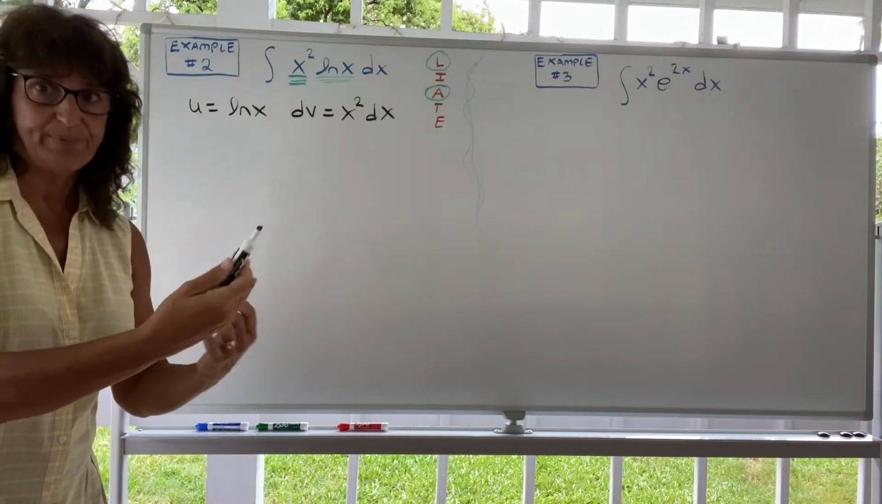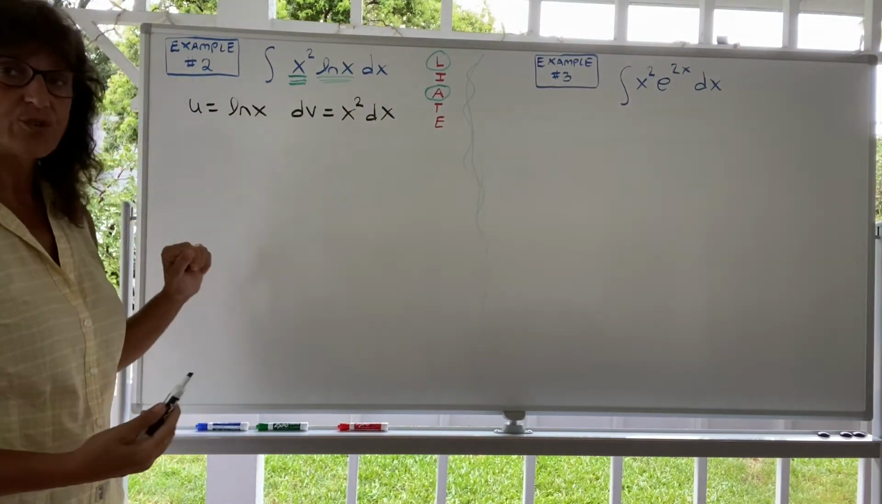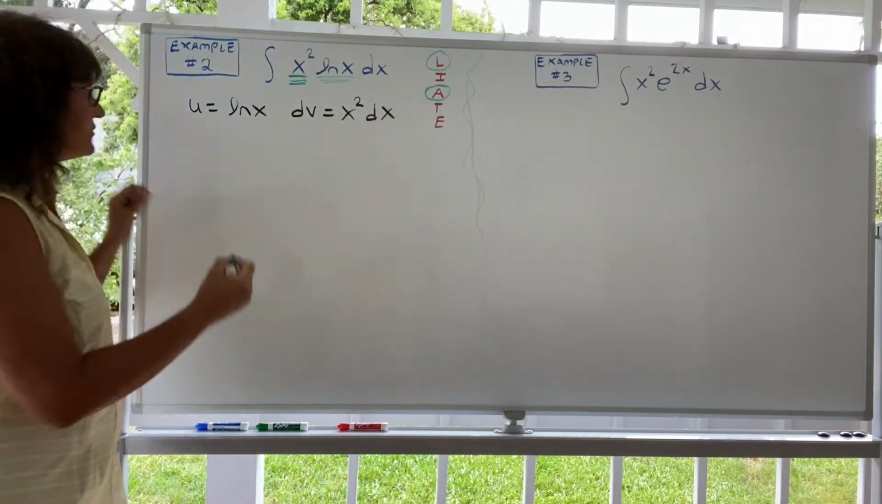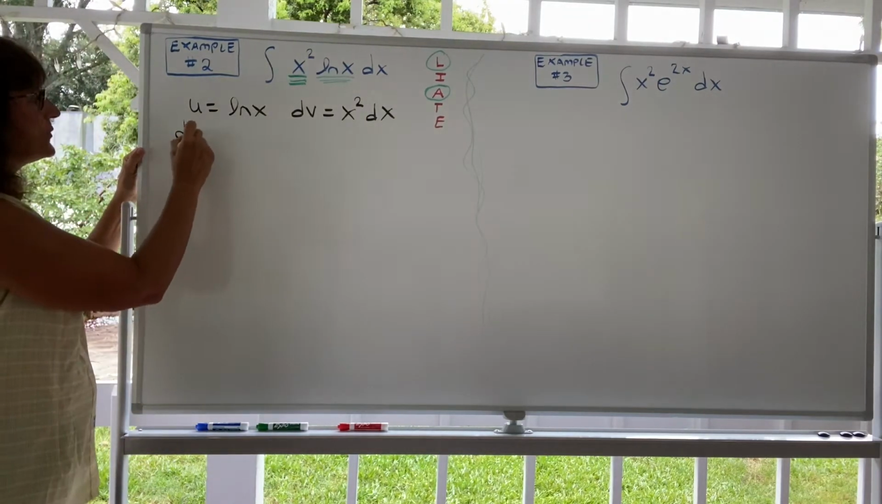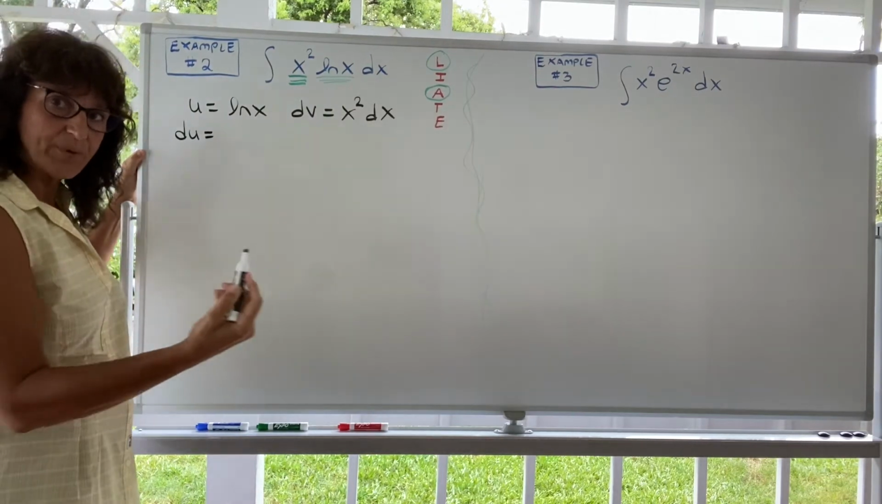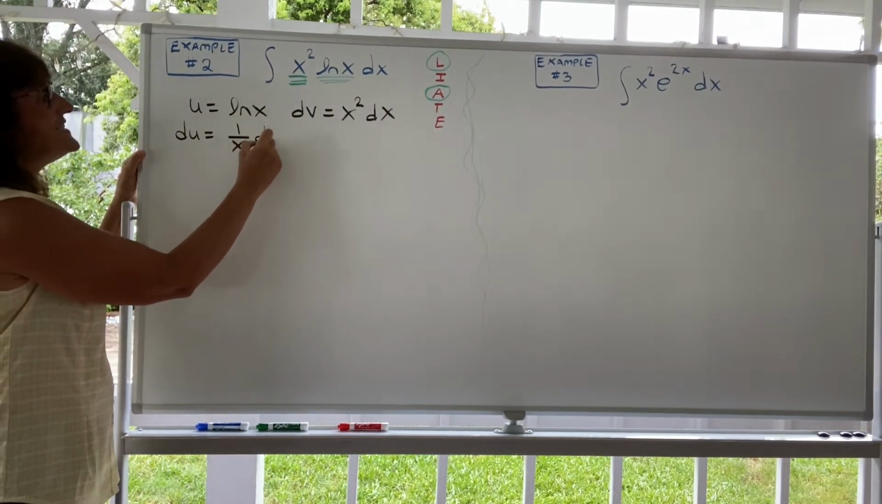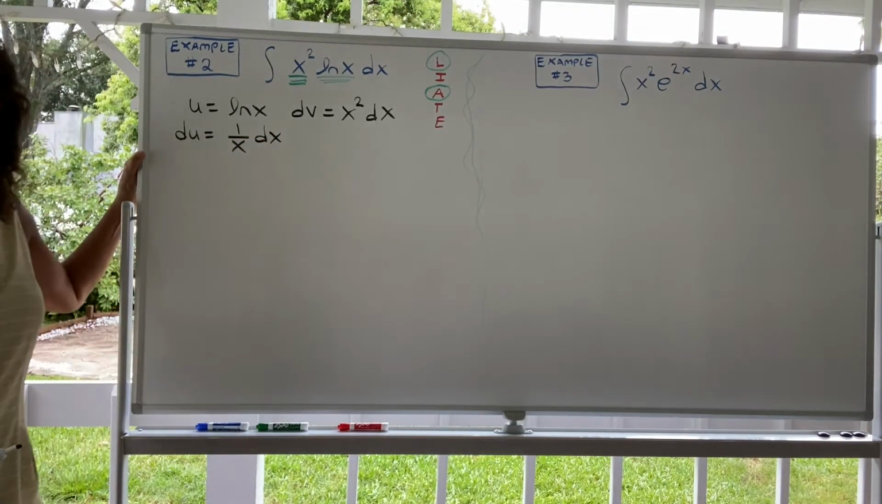Then what do we need to do? We need the rest of the pieces for our formula, remember? So we have u is the natural log x. We need to know what the differential of u is. We need du. So du, when you find the derivative of natural log x, remember this from Calculus 1? It's 1 over x dx. There's your derivative formula, okay?